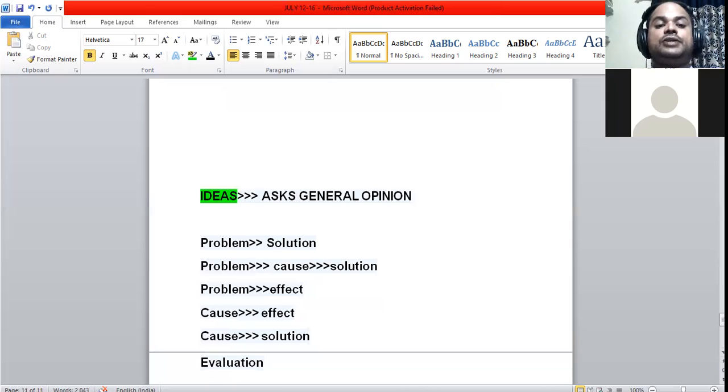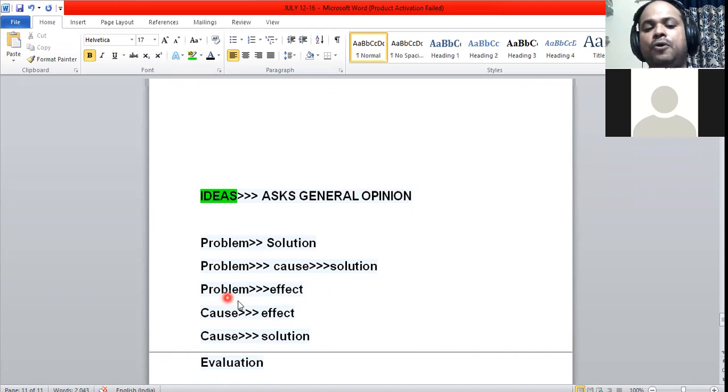These are the types of questions we can see in this type of ideas question, where we are not going to give your personal opinion. In these types of questions, you are not going to give your personal opinion at all. They are asking about a problem and a solution. They are asking about a problem, the causes for the problem, and the solution for the problem.